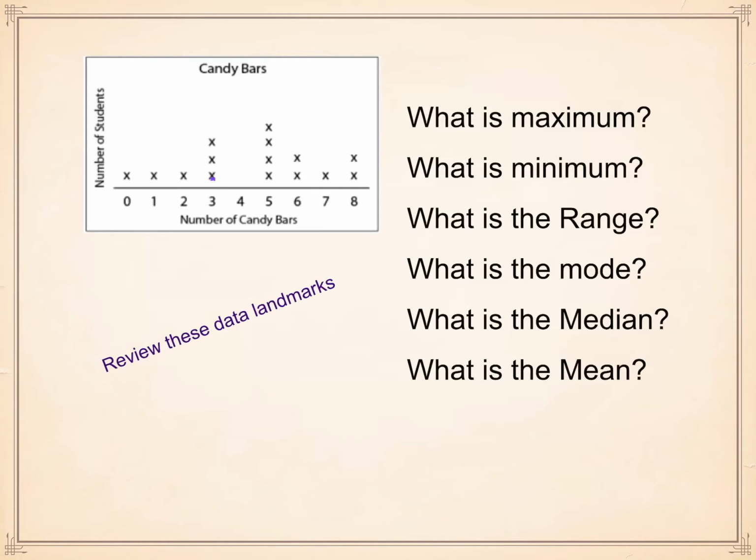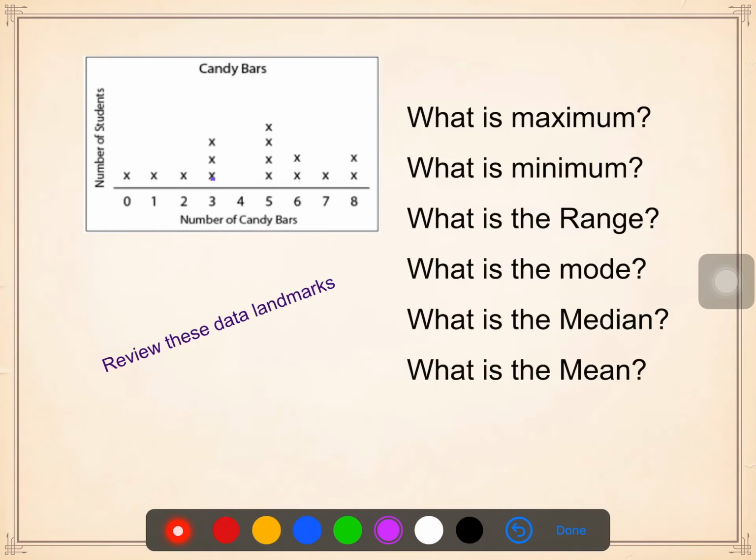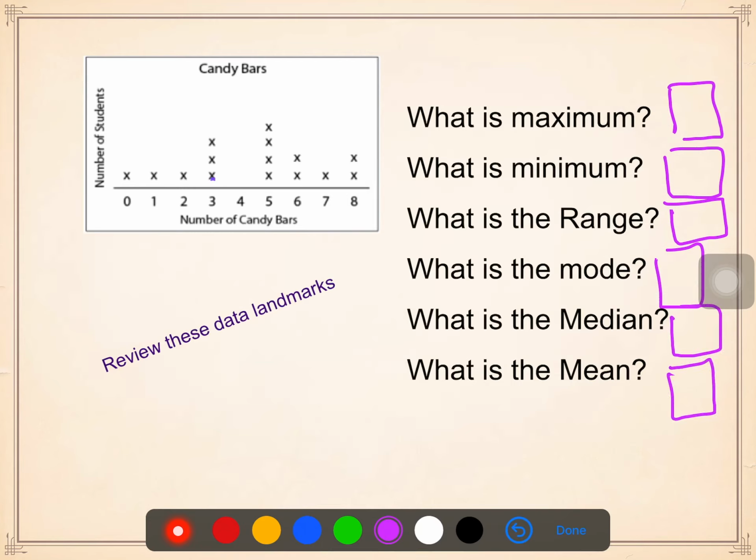Refreshing your memory from yesterday's data landmarks: maximum, minimum, range, mode, median, and mean. Take a moment to answer those and write them right on your screen if you want. The maximum is the highest number. That's pretty simple. You just look at your chart when it's organized so nicely. See how organizing the data makes it all easy to read? The minimum is 0, so the difference between those, my range, is 8. My mode is my most often occurring data, and that is 5.